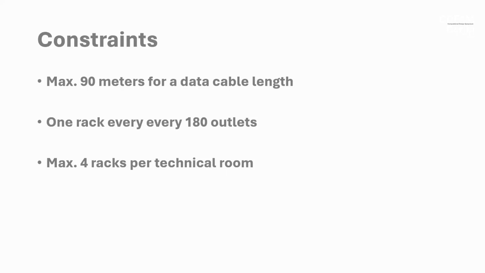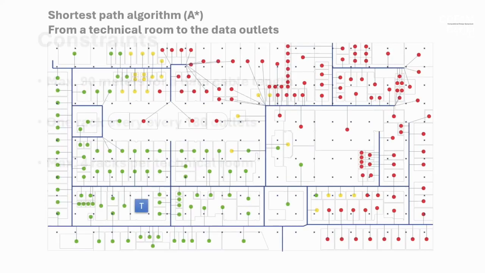There are certain constraints, and just to make it a bit graphic, we have here the technical room, and you see that the green and yellow is everything within 90 meters. All the red dots are longer than 90 meters. So we already know that in this floor plan, we need 2, 3, maybe 4 technical rooms to have a full coverage, right?